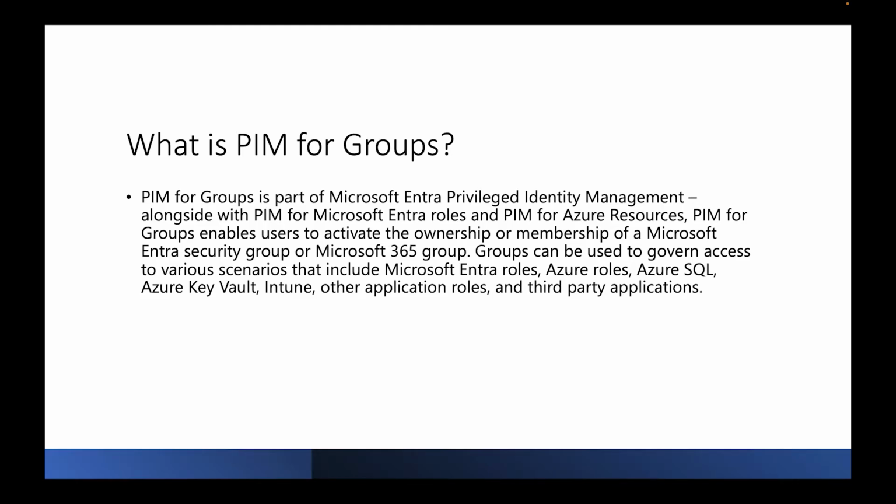So PIM groups are essentially part of Microsoft Entra Privileged Identity Management. What you can use a PIM group for is to manage roles and PIM Azure resources. It enables users to activate the ownership or membership of a Microsoft Entra security group or a Microsoft 365 group. Groups can be used to govern access to various scenarios that include Microsoft Entra roles, SQL, Key Vault, you name it, you can do with Azure PIM groups.